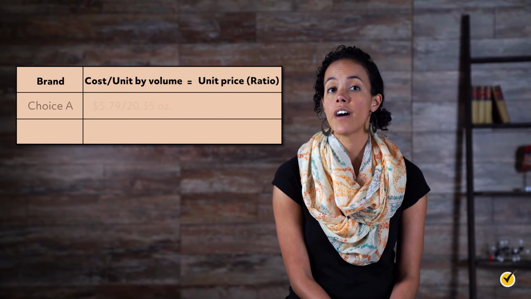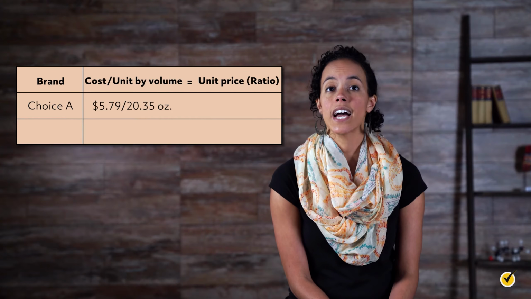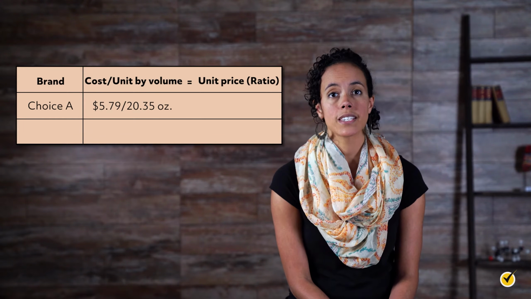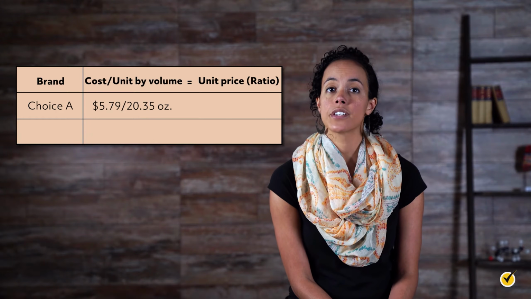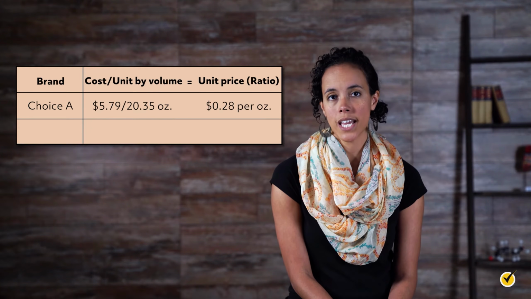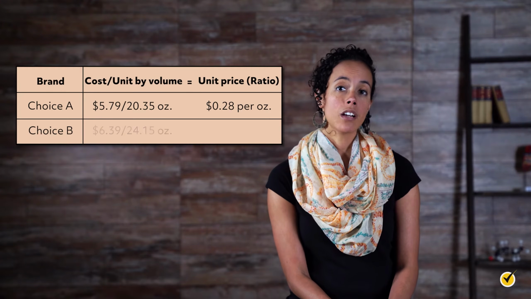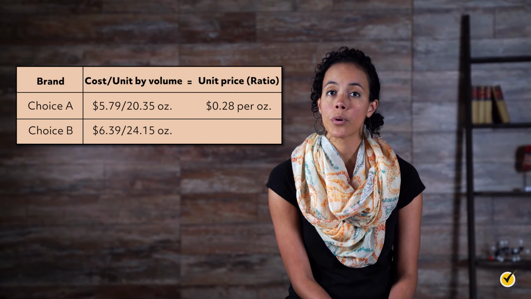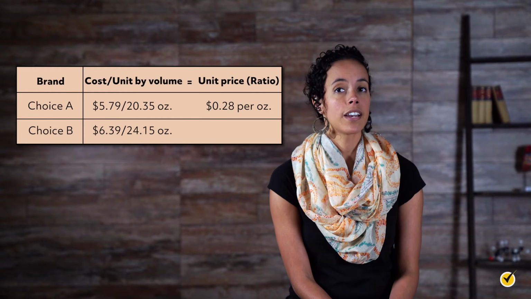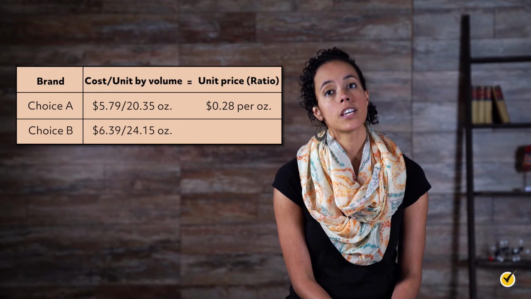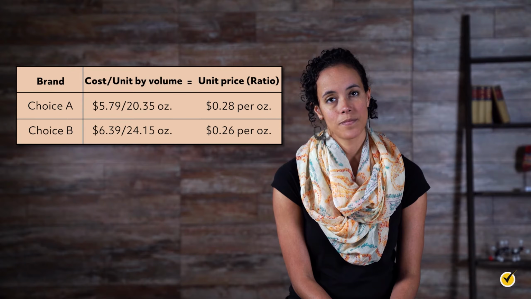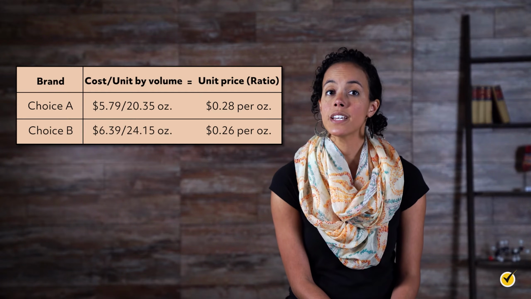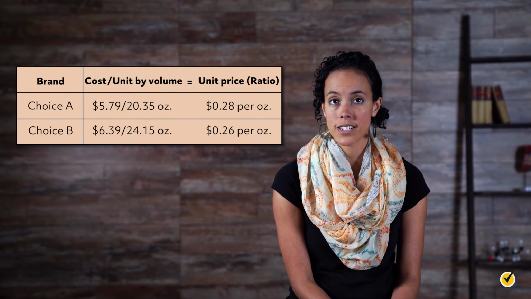Brand A costs $5.79 and has a volume of 20.35 ounces. Dividing the price by the volume gives us the cost of the cereal per ounce, 28 cents. Brand B costs $6.39 and has a volume of 24.15 ounces. Dividing the price by the volume gives us 26 cents per ounce. Despite being a higher cost per package, choice B is a better value by unit price.